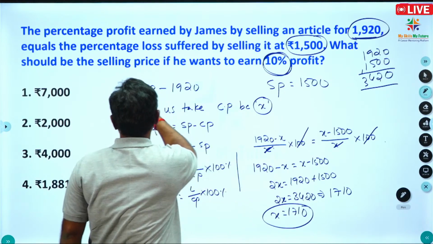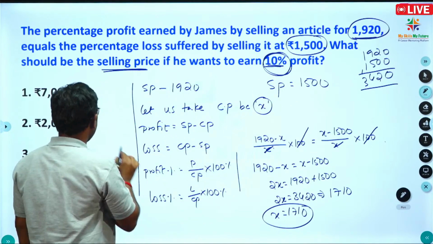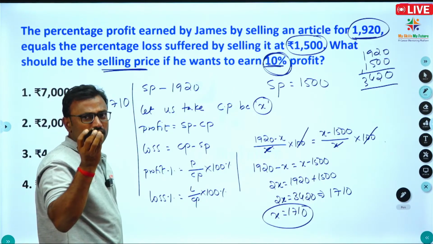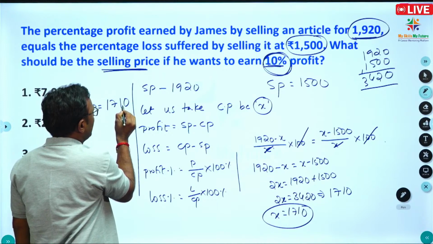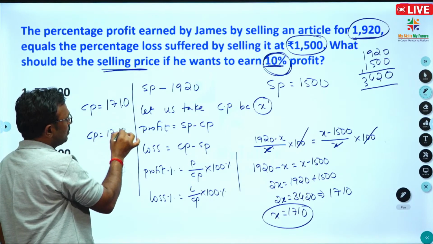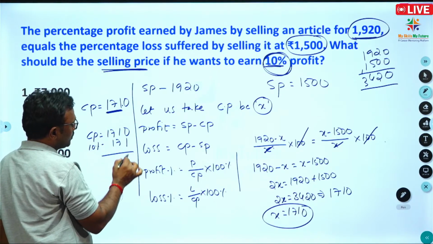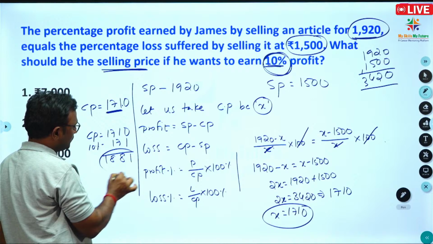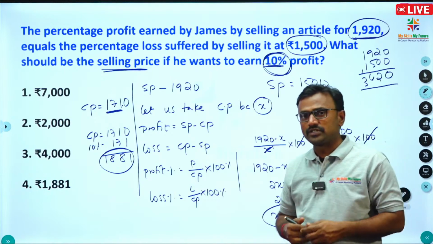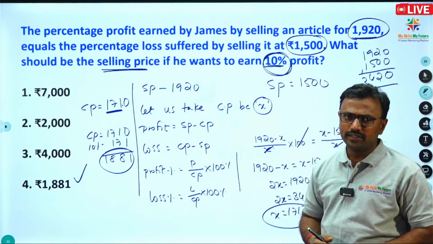So what is our question? What should be the selling price if there is 10% profit? We know the cost price is 1710. 10% means just move the decimal point one digit, which gives 171. Add this 171 to the cost price, and we get 1881. So 1881 is the selling price at 10% profit on cost price. So option 4 is correct. Are you getting it? Yes. Next question.